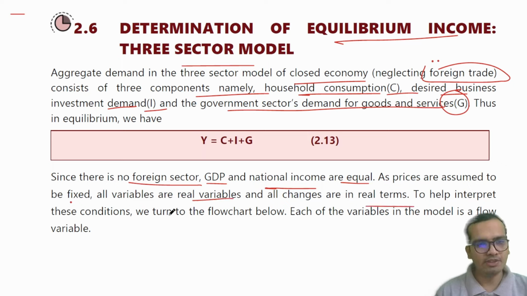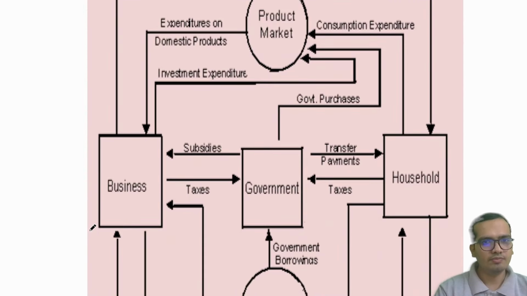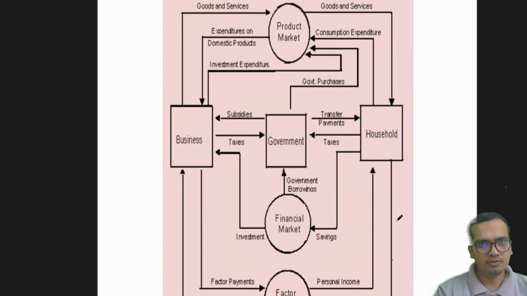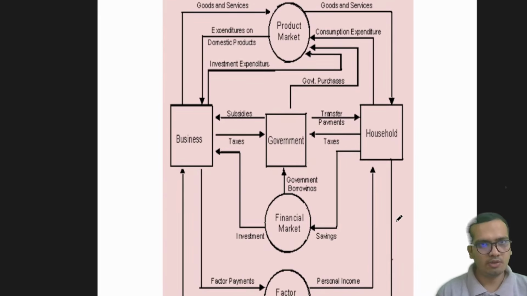To help interpret this condition, we turn to the flowchart below. Each of the variables in this model is a flow variable. So I will try to reduce this. So this is the circular flow in a 3-sector model. We have product market, government, financial market, factors, and we have businesses and households. So we can see all the transactions are going.